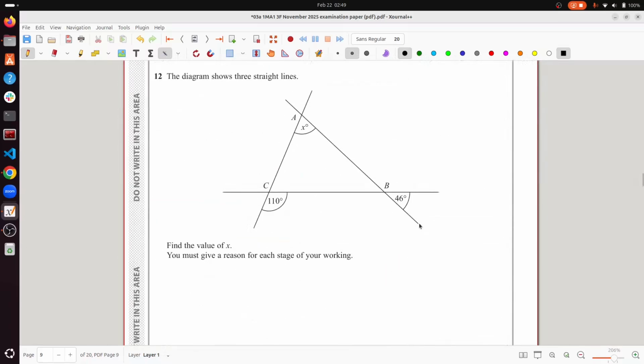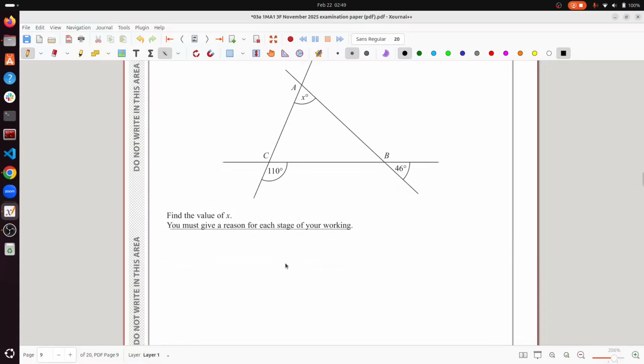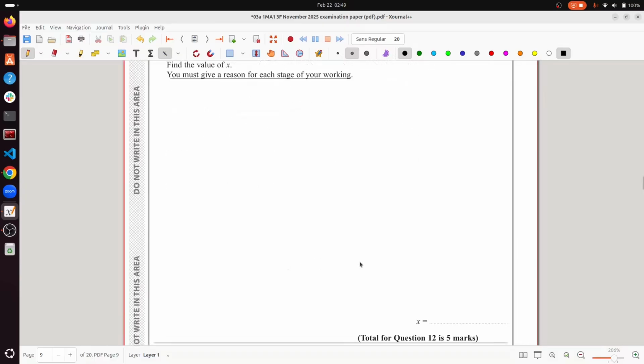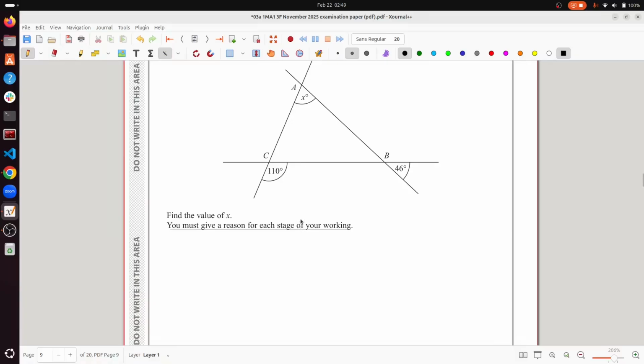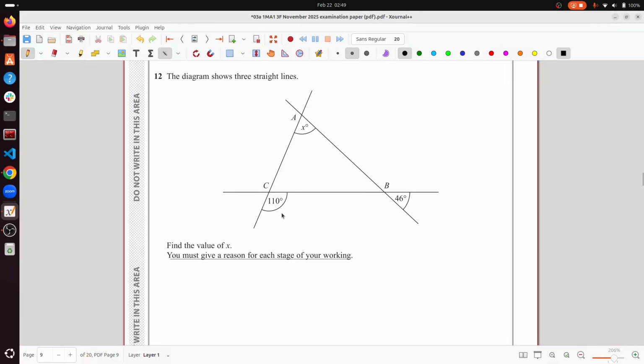Okay, number 12. The diagram shows 3 straight lines. Find the value of x. You must give a reason for each stage of your working. So whenever they've asked you that, it is going to give you some marks. This is always a 5 marks question, so that means your reasons are going to give you at least 2 marks. Your answer will give you 1 mark, and your other workings will give you 2 marks. So that's how they're going to mark this question.